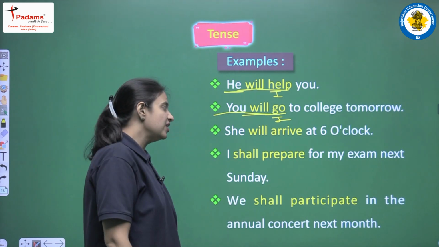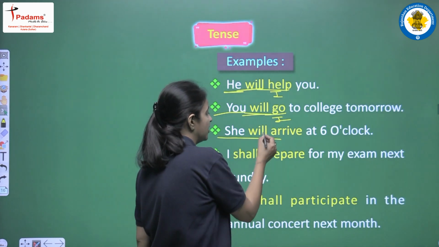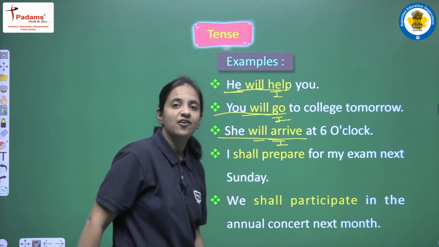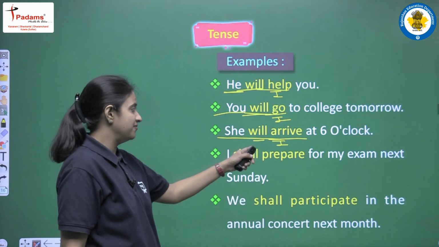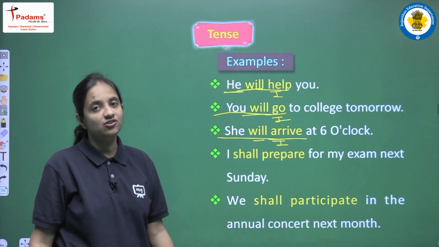Next is she will arrive at 6 o'clock. For she also we use will, and we use the first form of the main verb, that is arrive, and the sentence that we have here is she will arrive at 6 o'clock.